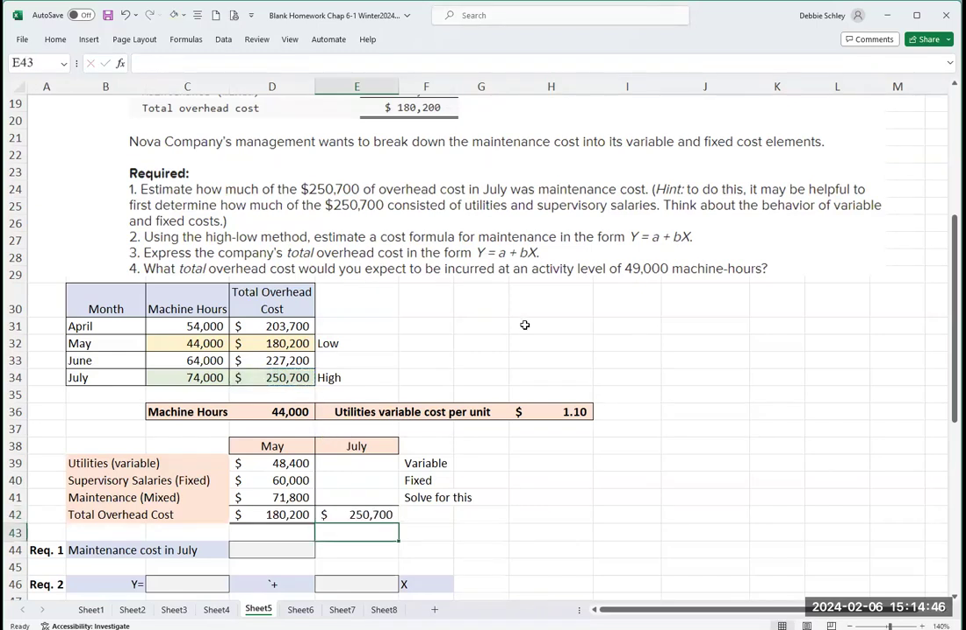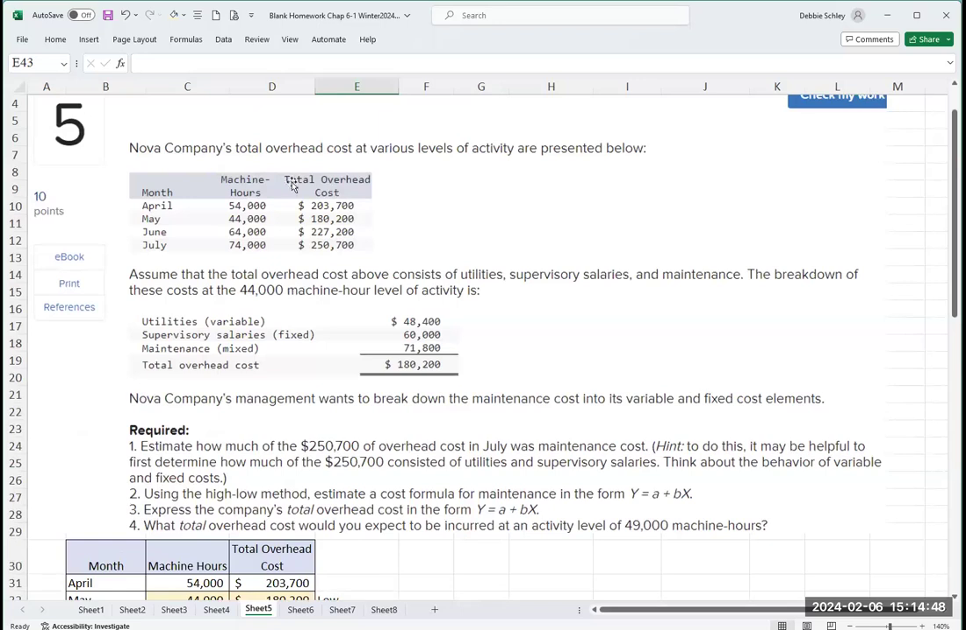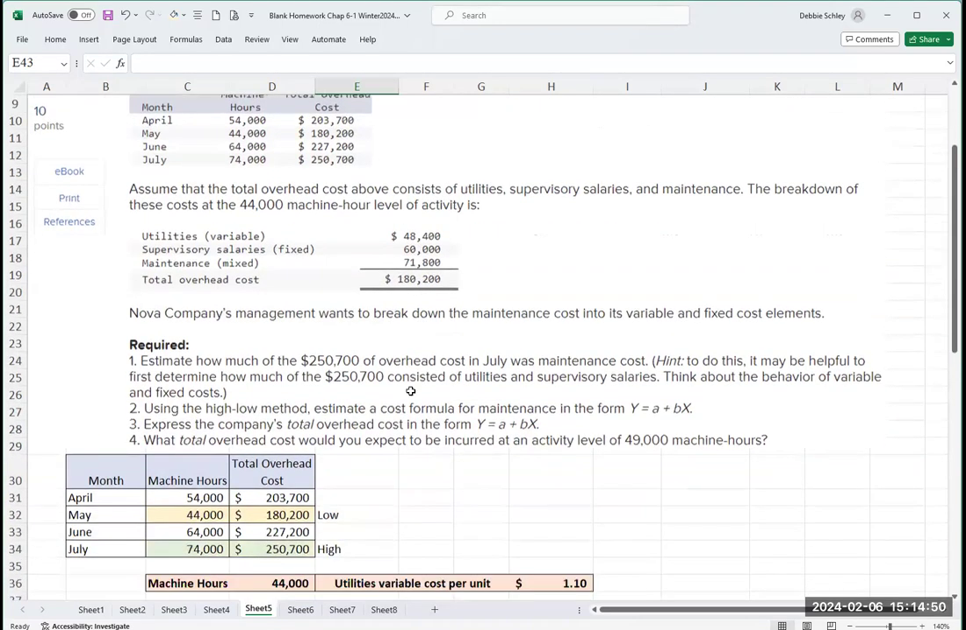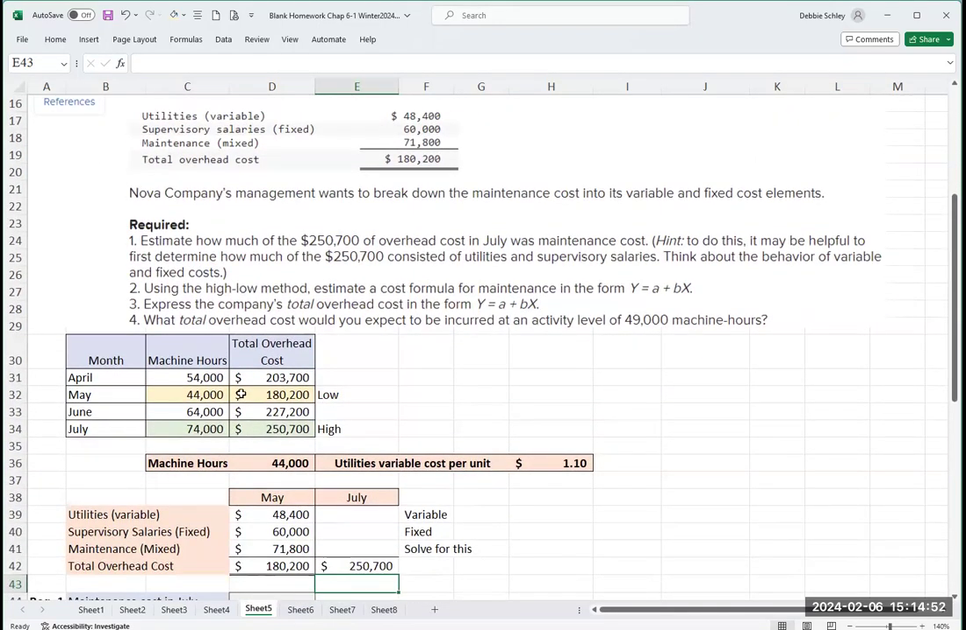In that chart, right here, they told me the total overhead cost. I just copied it down here and I marked that May is my low and July is my high. So I have my total.